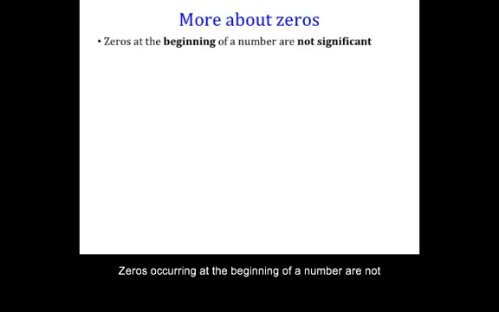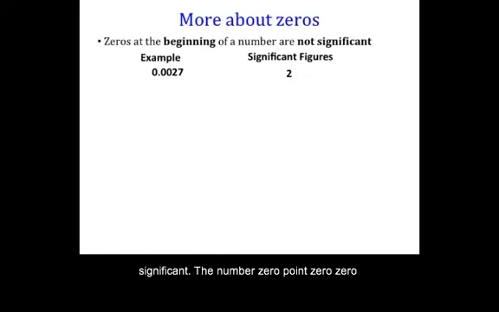Zeros occurring at the beginning of a number are not significant. The number 0.0027 contains two significant figures. The zeros preceding the number 2 are sometimes known as leading zeros. These zeros serve the role of placeholder. They are present to indicate position and nothing more. Let's convert 0.0027 into scientific notation. When we do this, we obtain 2.7 times 10 to the minus 3. Clearly, this number only has two significant figures. However, it is not possible to expand this number without having the leading zeros present.